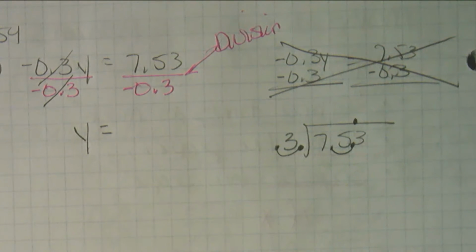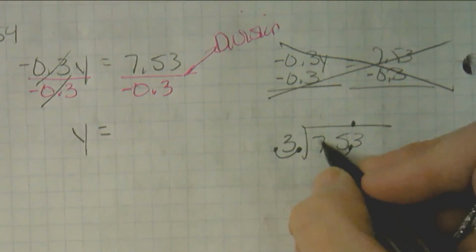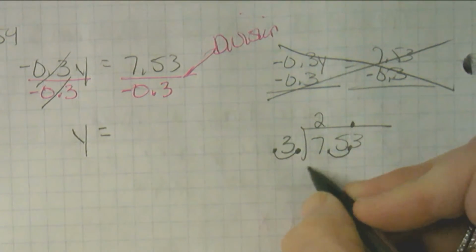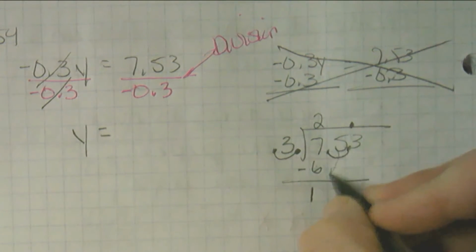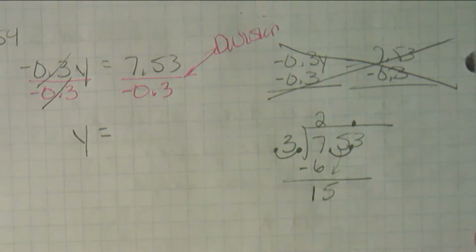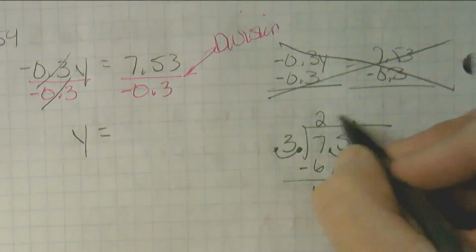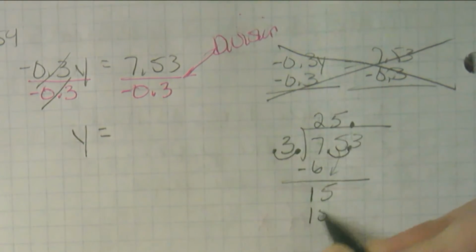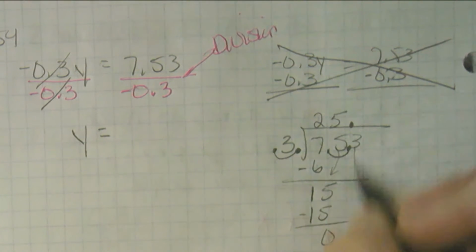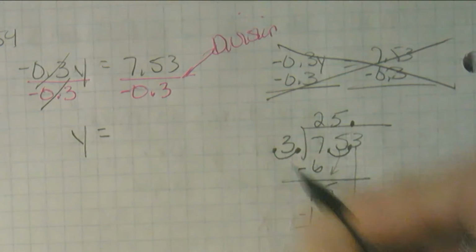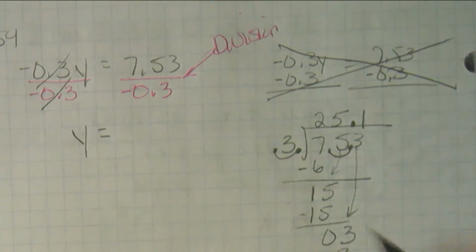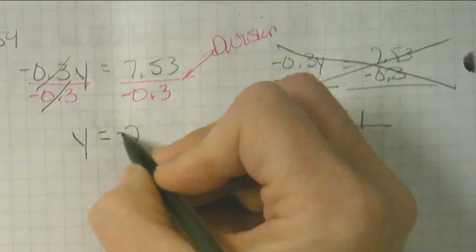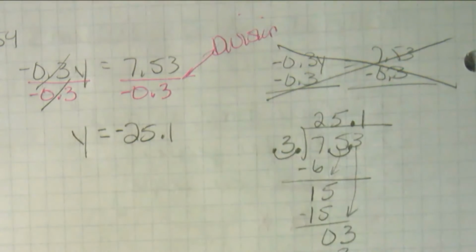You're all making sure you have this division done properly. All right, 7 divided by 3 is 2. That's going to be 6, so 7 minus 6 is 1. Bring that 5 down. 15 divided by 3 is 5. That's exactly 15, so that's a 0. Bring that 3 down. 3 divides into itself once. That's 3. I have a 0 remainder. I'm all done. So this is a negative 25.1.